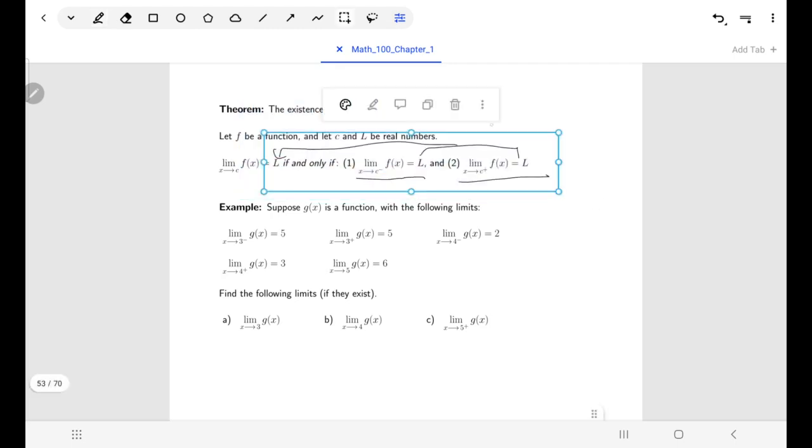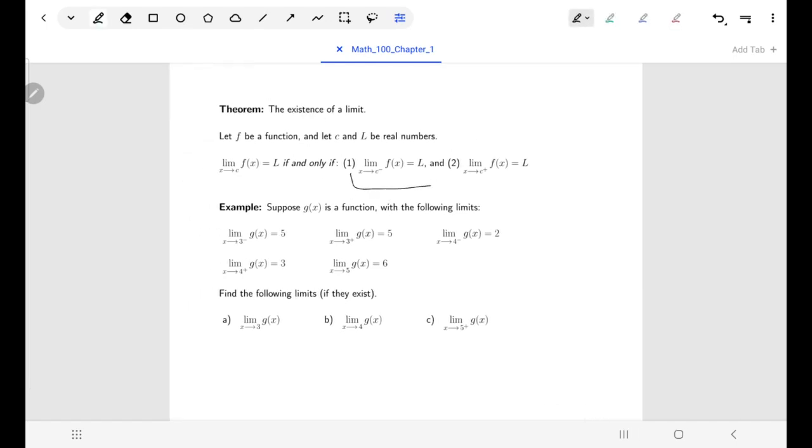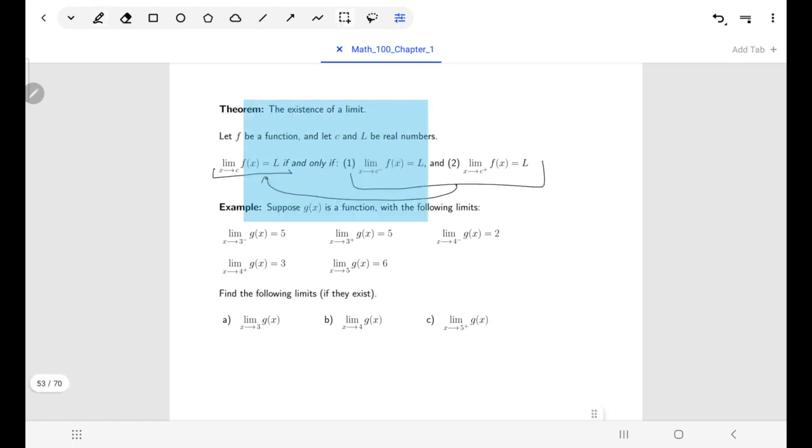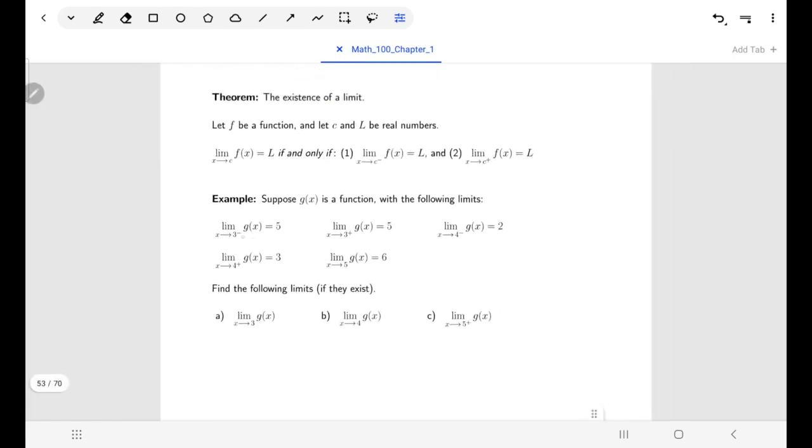But the reverse is also true. If you have the left and right-handed limits both existing, and they're both equal to each other, then the limit itself exists and is the same thing as the left and right-handed limits. So if you know that the limit exists, then you know that the left and right-handed limits both must exist. And if you know that the left and right-handed limits exist and agree with each other, then the limit itself exists. So you've got this function, g of x, and I've given us the left-handed limit at 3, right-handed limit at 3, left-handed limit at 4, right-handed at 4, and just the limit in general at 5.